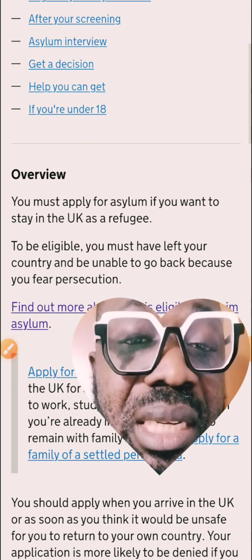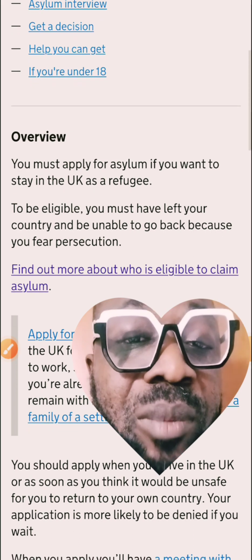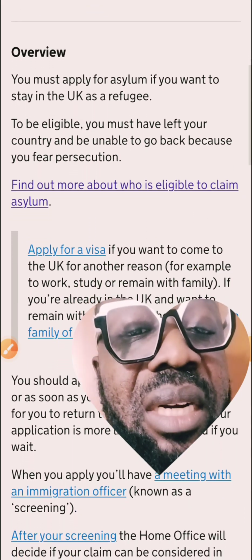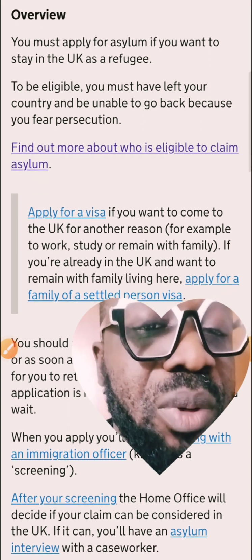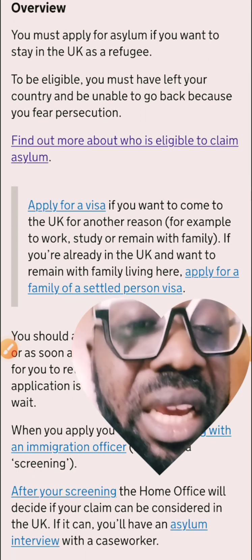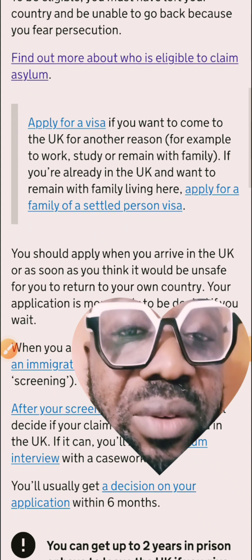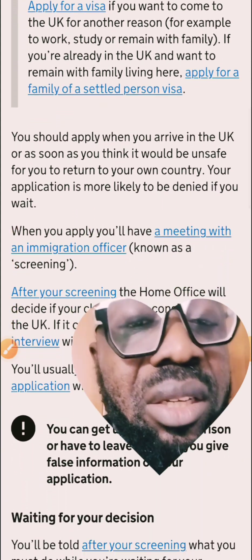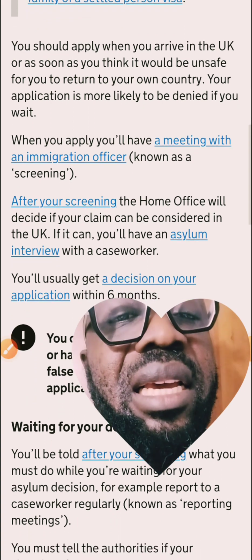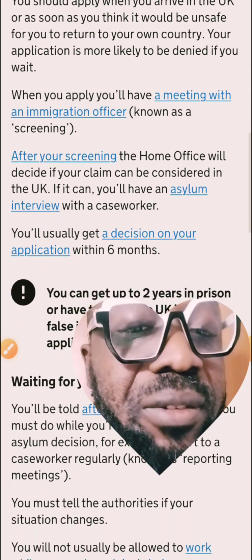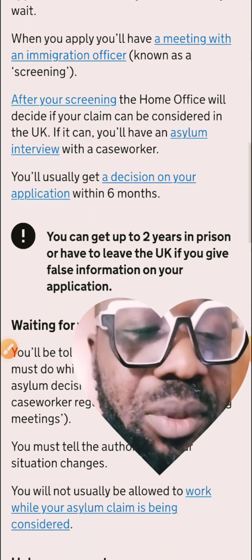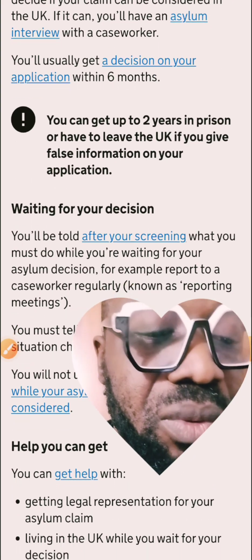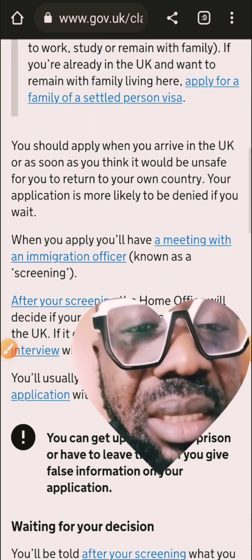Maybe politically, you are in an opposition party and they voted for you, but due to the fact that there was political chaos in your country, you run for your life. Or because of gender inequality, you're transgender or gay, and you run for your life because you're not safe. So that is the whole overview of seeking asylum.